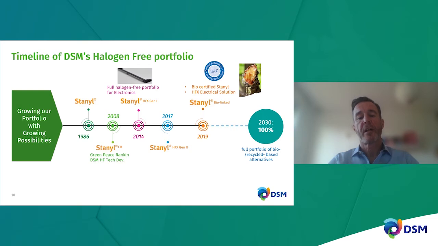Recently, Stanyl has also been made partially bio-based, so it can contribute to the circular economy. The bio part of Stanyl is based on tall oil, and this is produced from a waste product from the paper industry. This bio-linked Stanyl is pretty well in line with the strategy of DSM, where by 2030 we want to have a full portfolio either bio or recycle based.